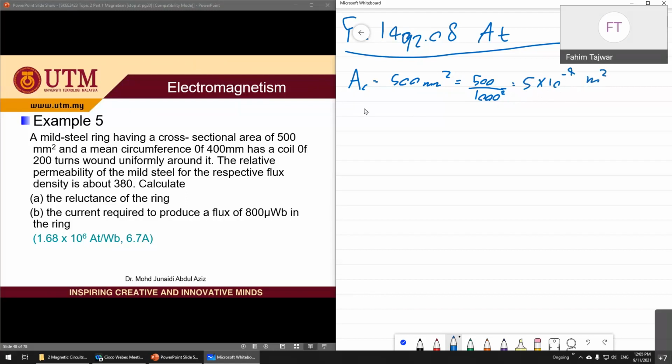Next, what is the information you can obtain? A circumference of 400 millimeters. So what is the symbol? Small l. You have to know the symbol because you have to use a lot of formulas and formulas use symbols, so you have to practice. 400 millimeters, you have to divide by 1000. Make sure you convert this.